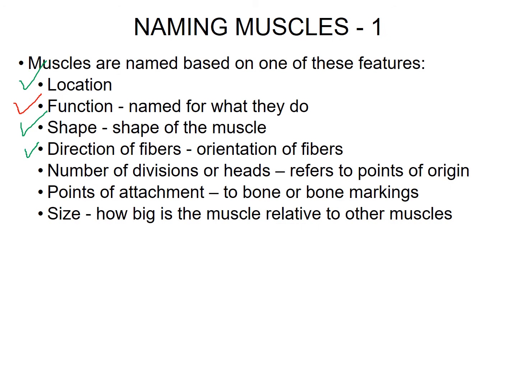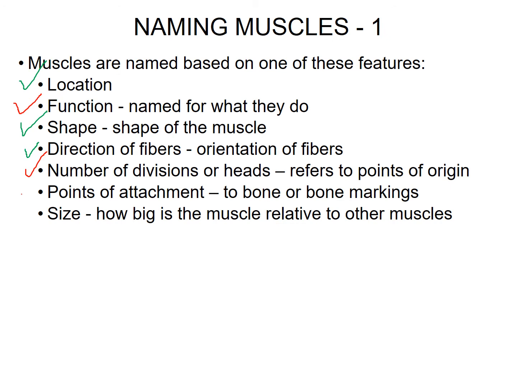The number of divisions or heads. So we have the biceps brachii because we have 2 origins. We have the triceps brachii. How many origins do you think we have there? Or how many muscle bellies do we have? 3. We have the quadriceps area. We're going to have 4 different muscles in that area.